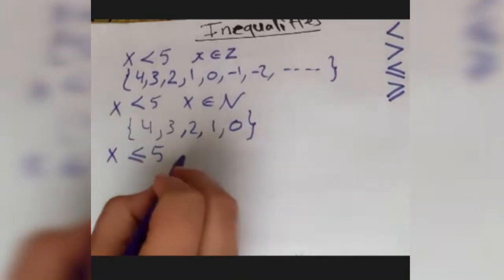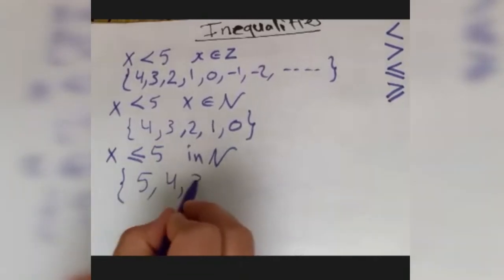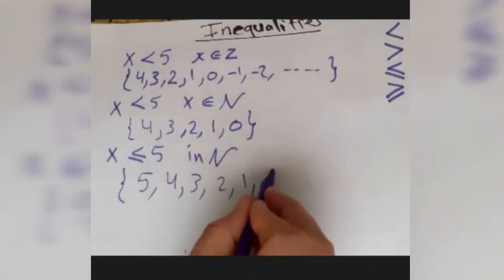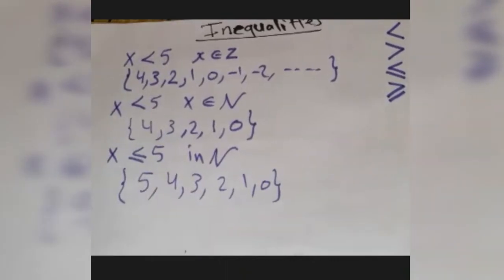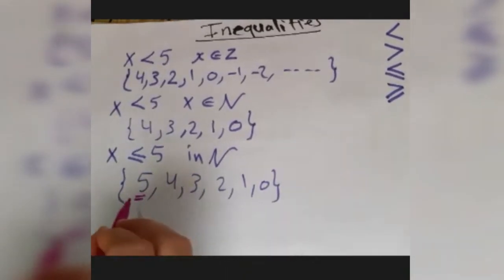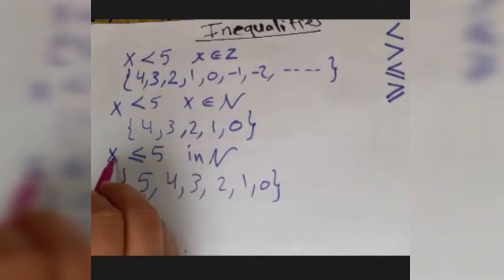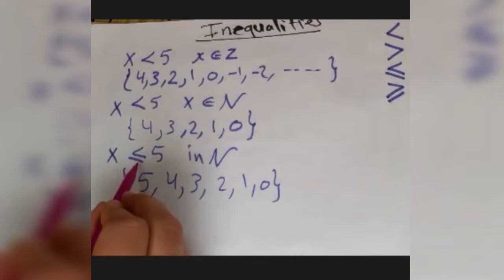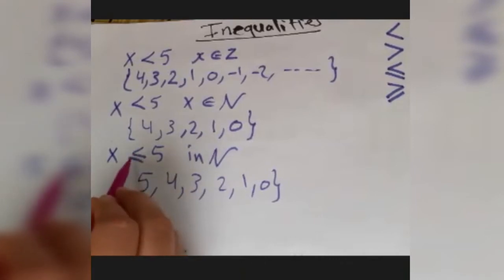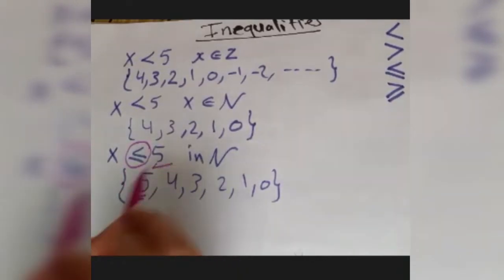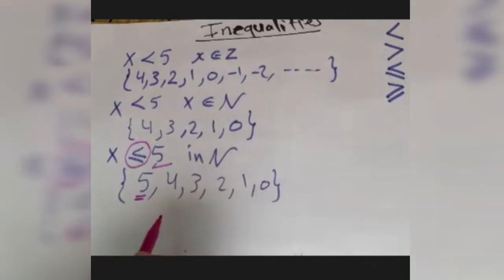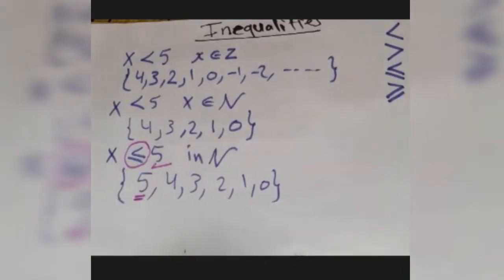When we write x smaller than or equal 5 in N, we can write 5, 4, 3, 2, 1, and 0. We wrote 5 because it says x smaller than or equal 5. So this sign means start by 5 and write the smaller numbers.